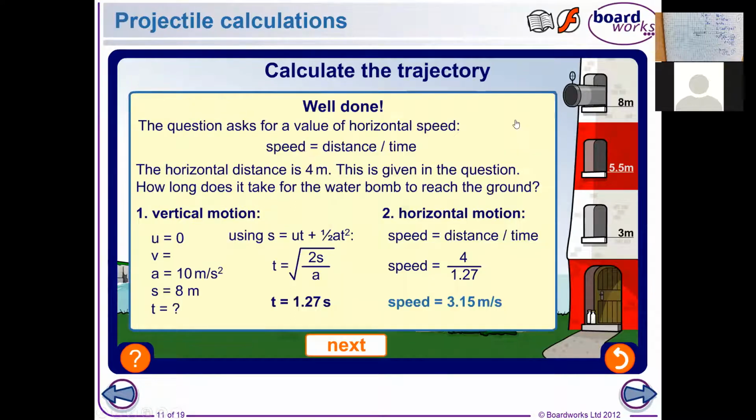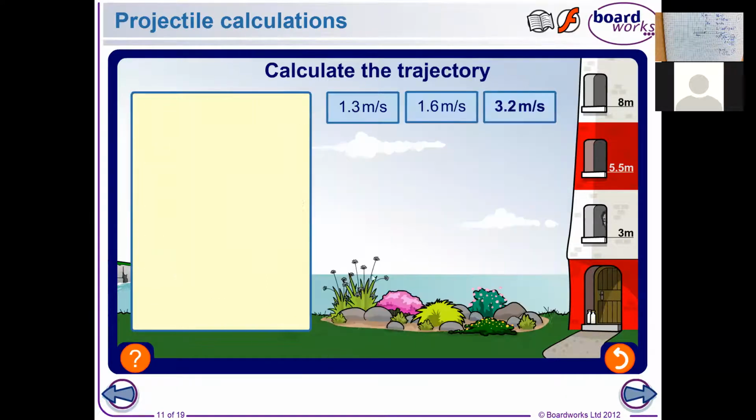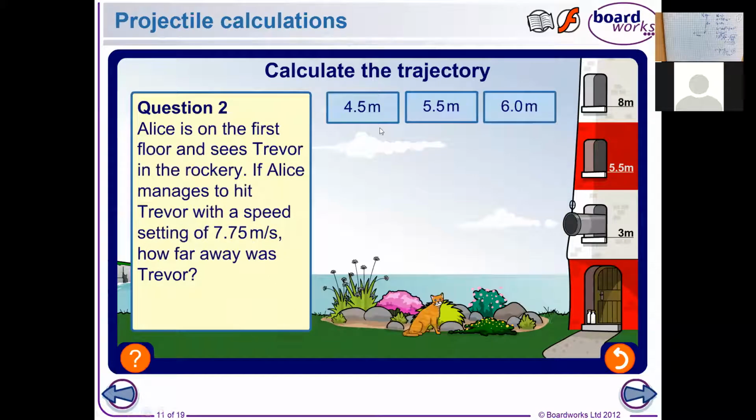Okay, and that's how we do it. So that is how you go about it. So let's do another example. Now we want to calculate how far this will travel. It's 3 meters above the ground. We know it's being launched with a speed of 7.75 meters per second. We want to work out how far away from the tower Trevor was.